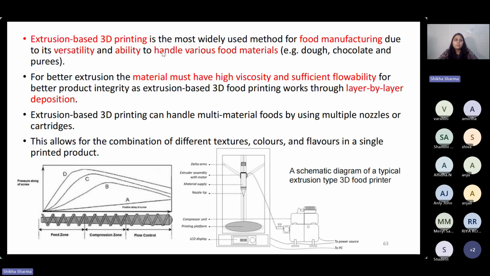Extrusion-based 3D printing is the most widely used method for food manufacturing due to its versatility and ability to handle various food materials like dough, chocolates, and purees. For better extrusion, the material must have high viscosity and sufficient flowability for better product integrity, as extrusion-based 3D food printing works through a layer-by-layer deposition method.